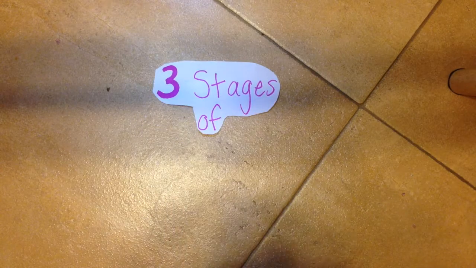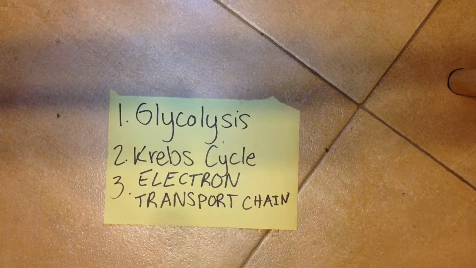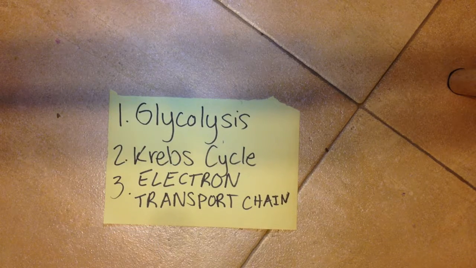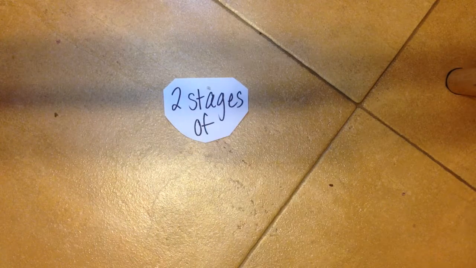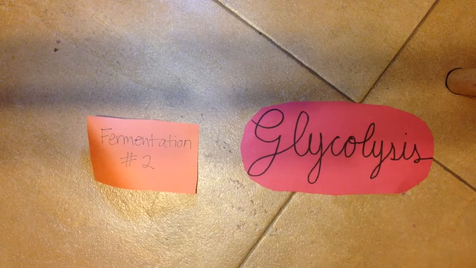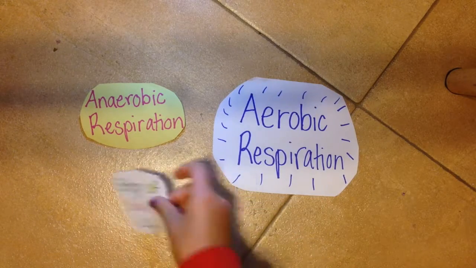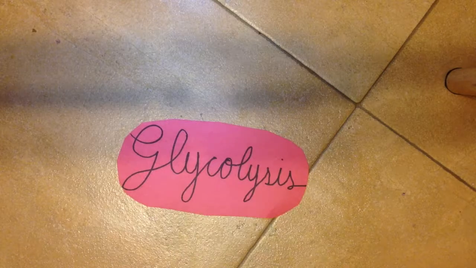a cell. There are three stages of aerobic respiration: glycolysis, the Krebs or citric acid cycle, and the electron transport chain. There are two stages of anaerobic respiration: glycolysis and fermentation. The first step of both aerobic and anaerobic respiration is glycolysis because it does not require oxygen.